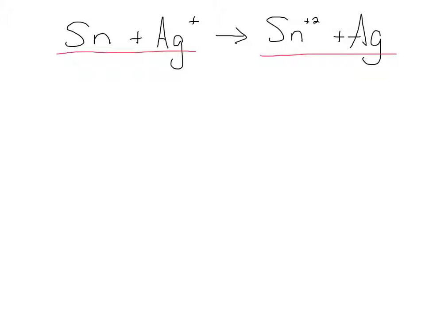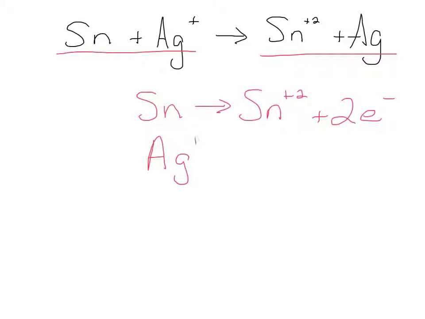So in order to balance this, we are going to use half reactions. So we're going to start off and write the half reaction for tin, Sn0 to Sn +2. That's a difference of 2 electrons, and they need to go on the product side. And then we have Ag plus becoming Ag0. That's a difference of 1 electron, and that's going to go on the reactant side.